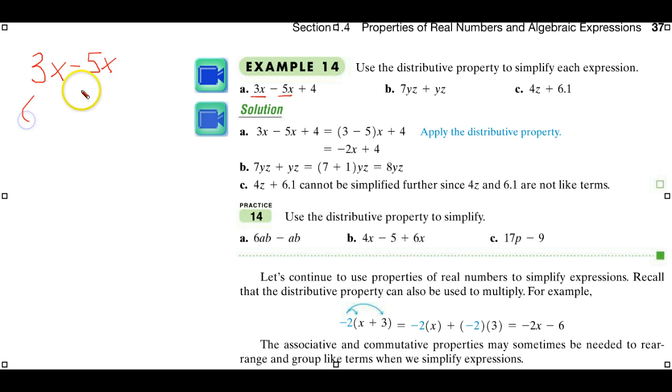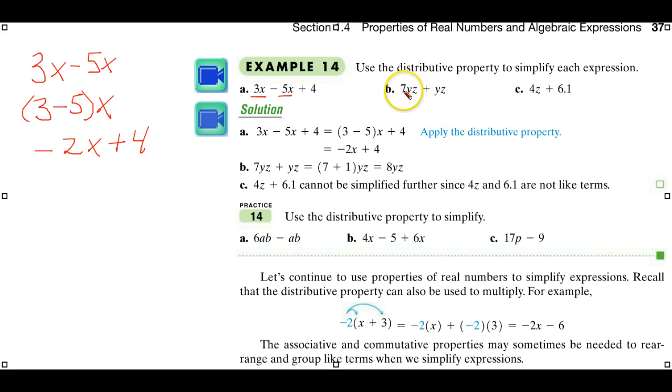There is, in a sense, we can factor out the x, and we have 3 minus 5, and then this becomes a negative 2x. So we have combined like terms, and of course we would need the 4 in our final answer.